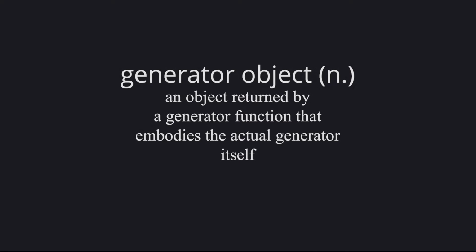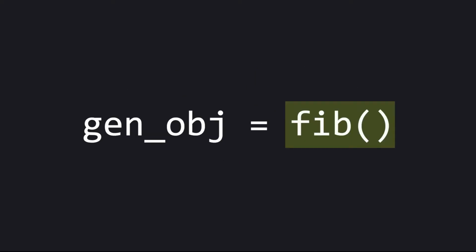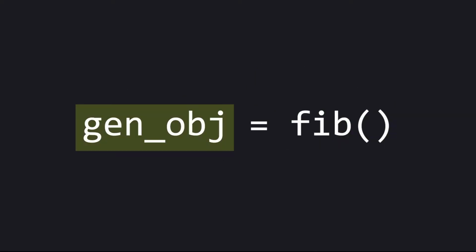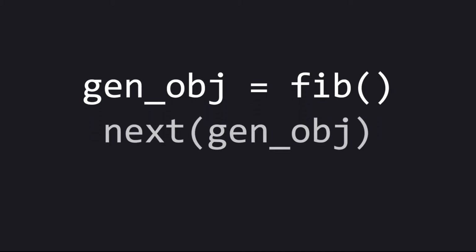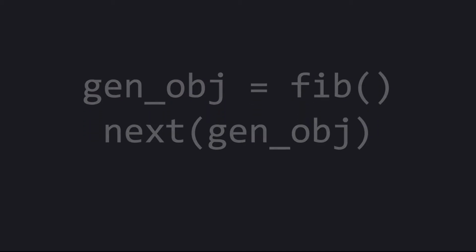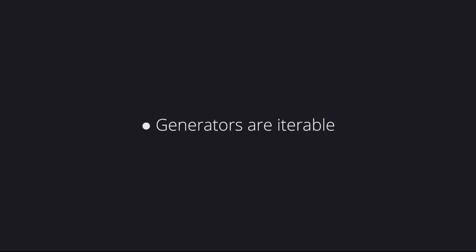In order to call this function, we first need to get its generator object. You can do this by calling the generator as if it were a function. This will return the generator object. Then, you can use the next function to get values from that generator. As I said previously, generators are iterable, so we can even use for loops to loop over them.